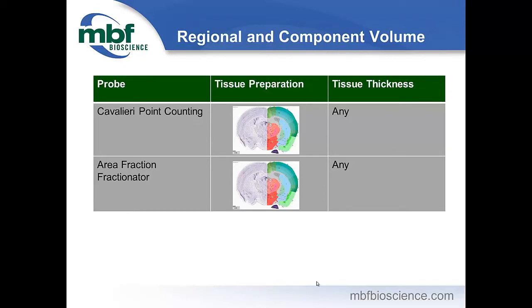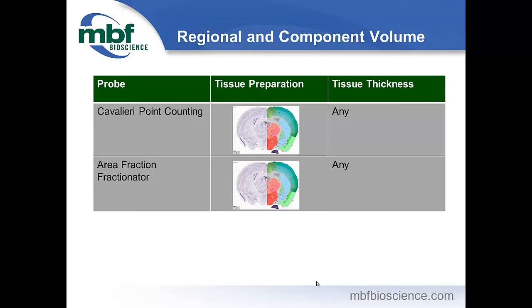Okay, let's summarize volume and cross-sectional area estimates. So for Cavalieri point counting, you can prepare your tissue for sectioning in any orientation that you would like. Great, so we don't have to worry about vertical sectioning or isotropic sectioning. Not at all. We can use coronal or sagittal or the way we want to section it. And it can be any section thickness as well. It can be a single image plane, or it could be a thick or a thin section.